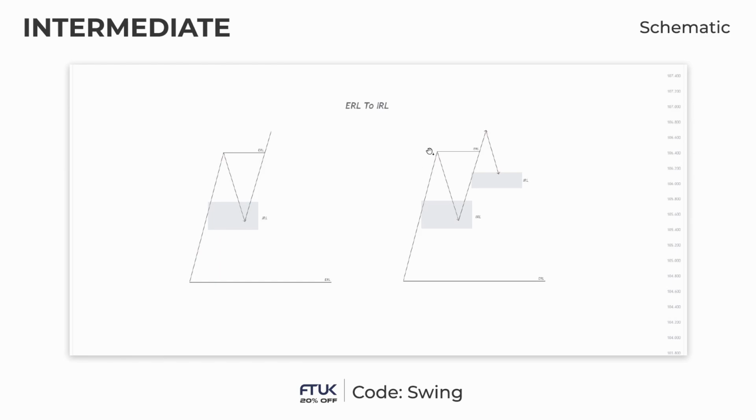So this alone can also give you a model. And if you specifically look into ERL to IRL, it's biasless. You don't need a bias here. Just wait for price to take out ERL and then wait for it to move to IRL. That's it. You don't have to understand if the market is going higher or lower.